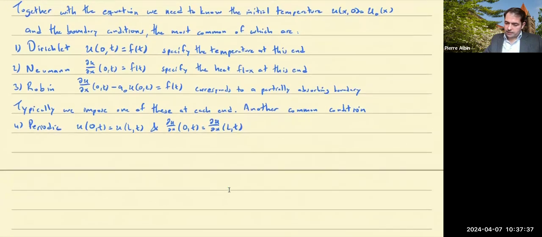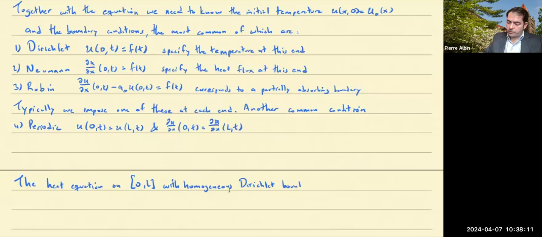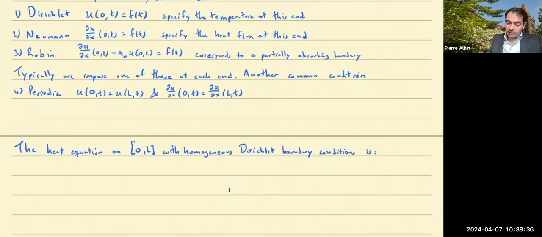Okay, so let's focus on the first one, on the Dirichlet boundary conditions, and let's work out how to solve the heat equation when you impose Dirichlet boundary conditions. So the heat equation on the interval 0, L with homogeneous Dirichlet boundary conditions is, right, so here homogeneous. What I've written down here is the general Dirichlet boundary condition. So it's non-homogeneous if this function is not zero. The homogeneous case is when the function is zero, right? And similarly for Neumann and Robin and other boundary conditions.